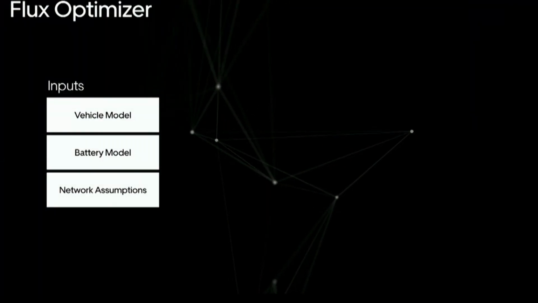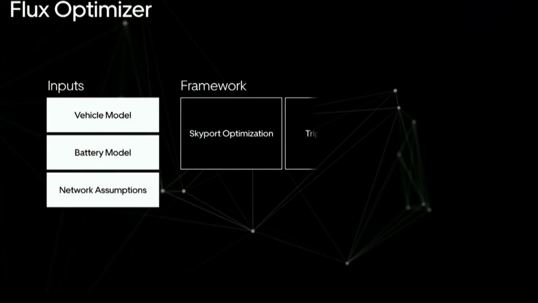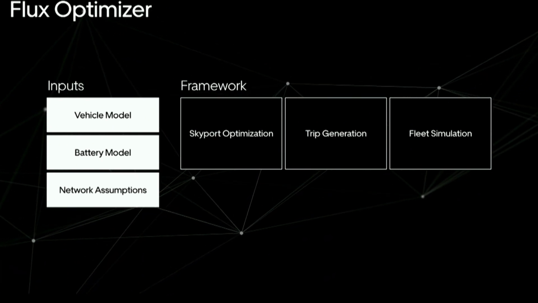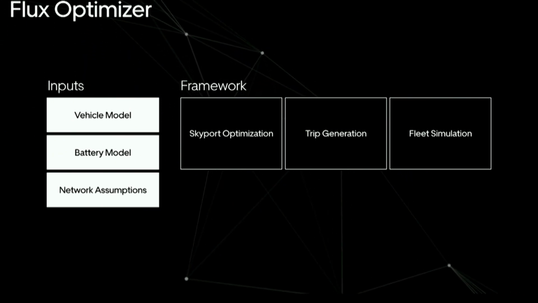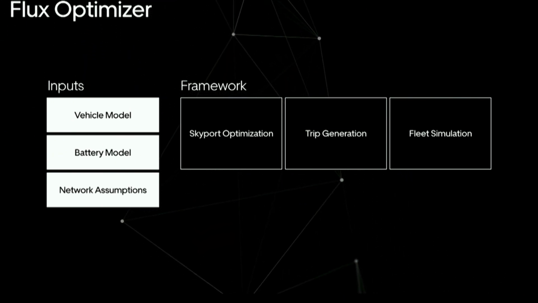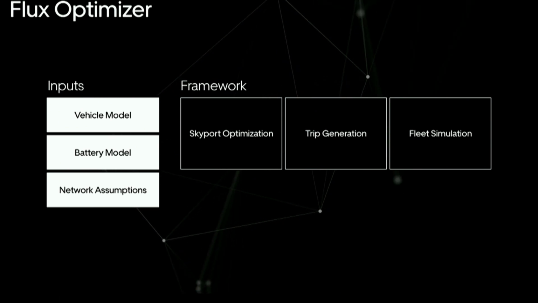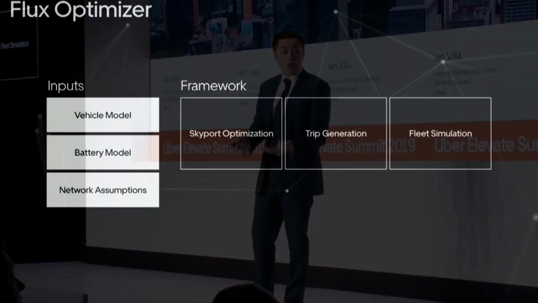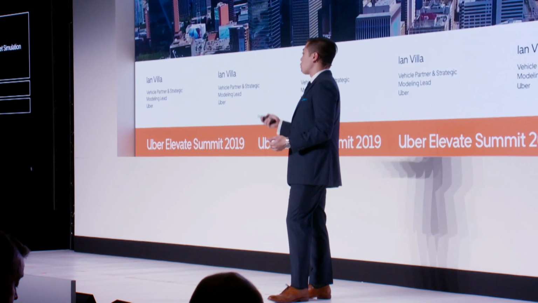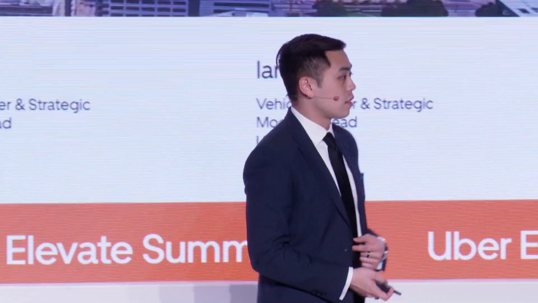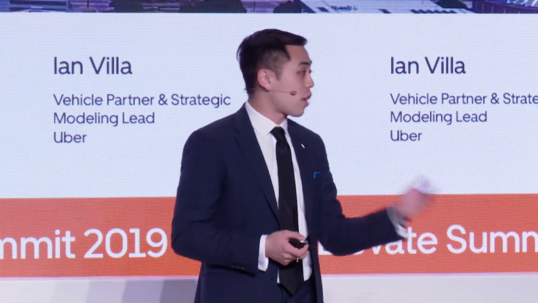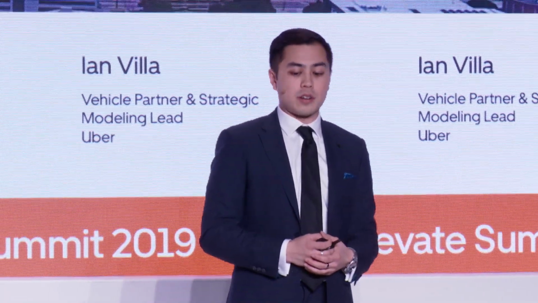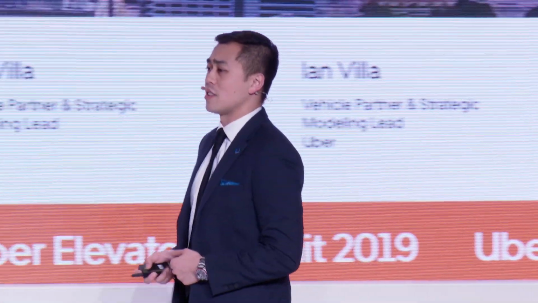We start with inputs, which include the vehicle, batteries, and network assumptions. And we synthesize these to be able to derive insights and to be able to optimize skyport locations, generate candidate Uber Air trips, and then ultimately simulate the flights of these Uber Air eVTOL to satisfy that demand. Underlying all of that is an economic model which is able to capture the indirect and direct costs, some of which we'll discuss later today, as well as a demand model which helps us capture the price-time trade-offs for Uber Air riders. Let's dive a little bit deeper into these inputs.